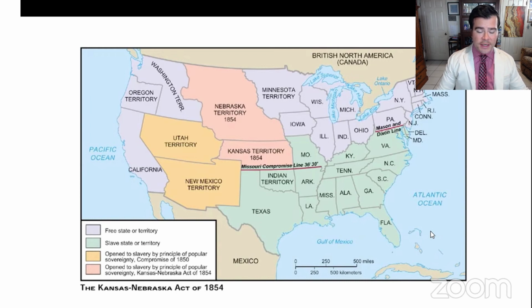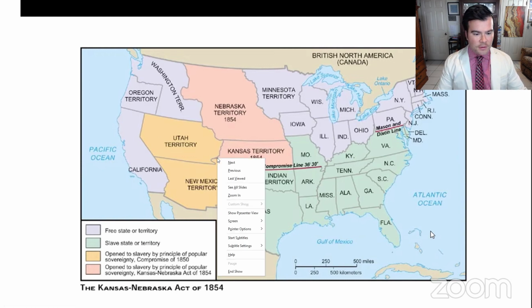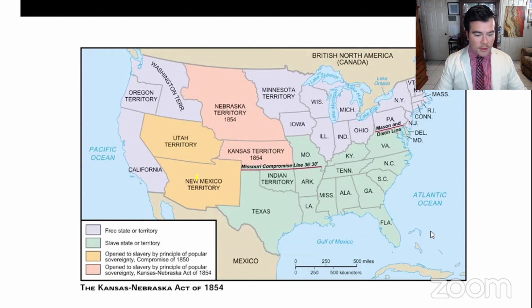So the Kansas-Nebraska Act, guys, is going to cause some issues. It's going to allow, as we saw in the Compromise of 1850, right? So this was the Missouri Compromise in 1820. It said that this line, the 36°30′, is where slavery, anything below it is going to be okay, right?